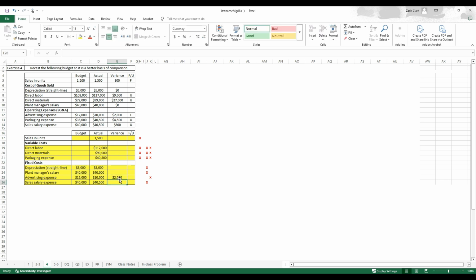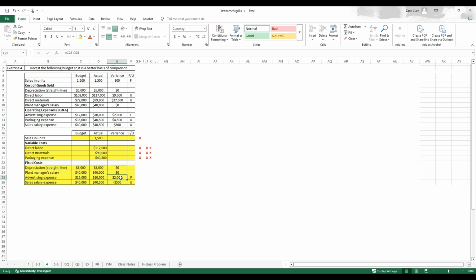And then we're going to take our budget minus our actual. I'm just going to do that formula up and down here. So we were over, and that's under budget on advertising expense. So that is favorable. And we are over budget on the sales salary expense.